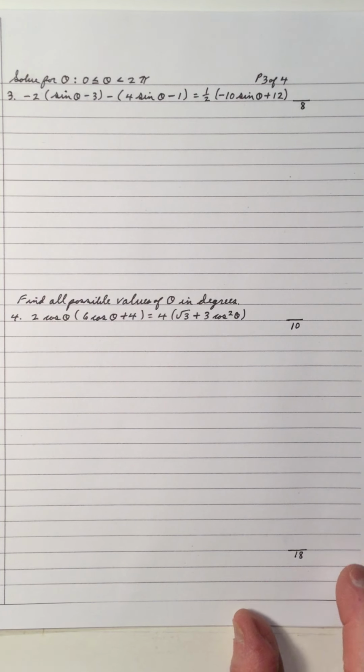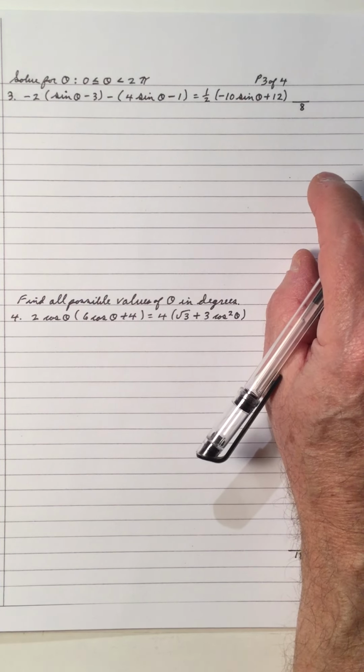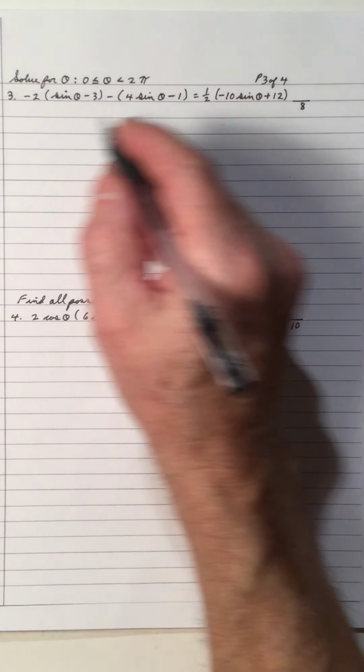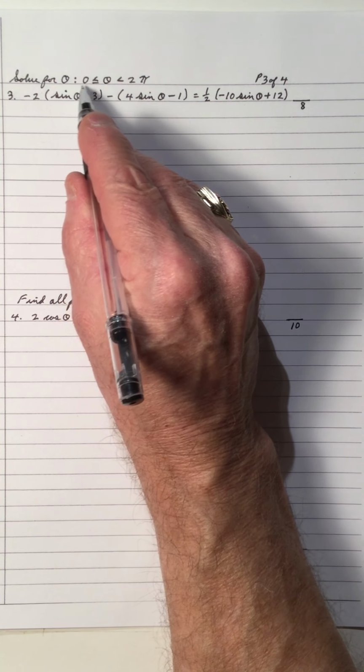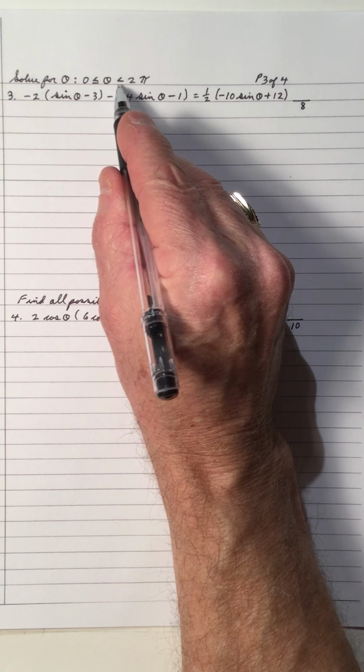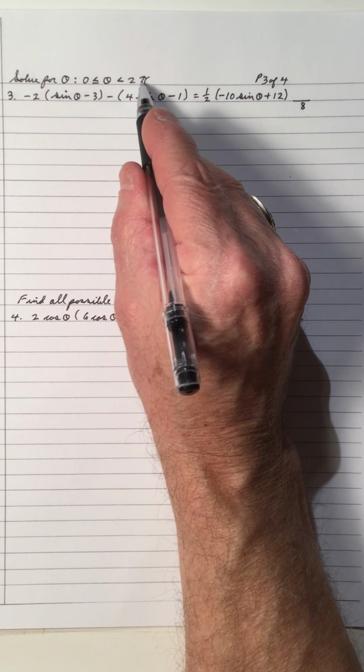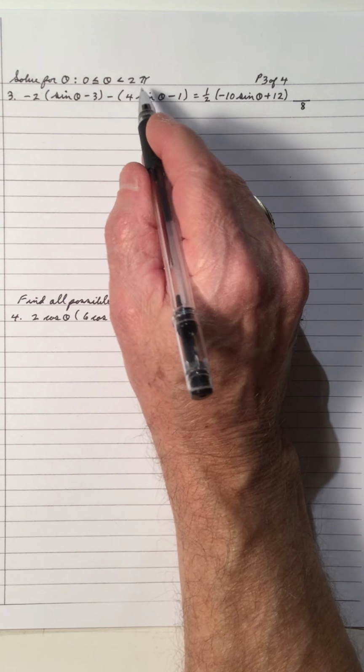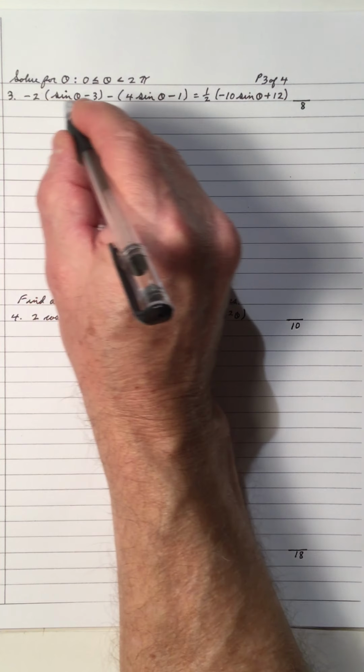Let's continue. Another one. Again, pause the video and work these out. We have an equation, and notice this time 0 is less than or equal to theta less than 2 pi. That means we want the answer as radians in terms of pi. So multiply by negative 2.